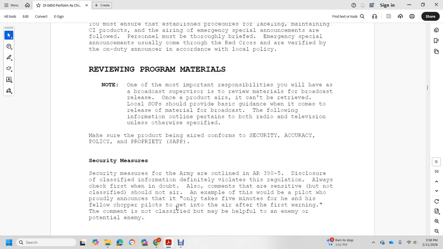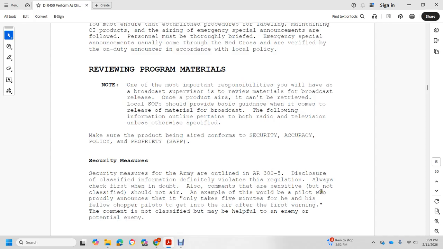SAP. Security measures. Security measures for the Army are outlined in Army Regulation 380-5. Disclosure of classified information definitely violates regulation. Always check with the first one when in doubt. Also, comments that are sensitive but not classified should not air.